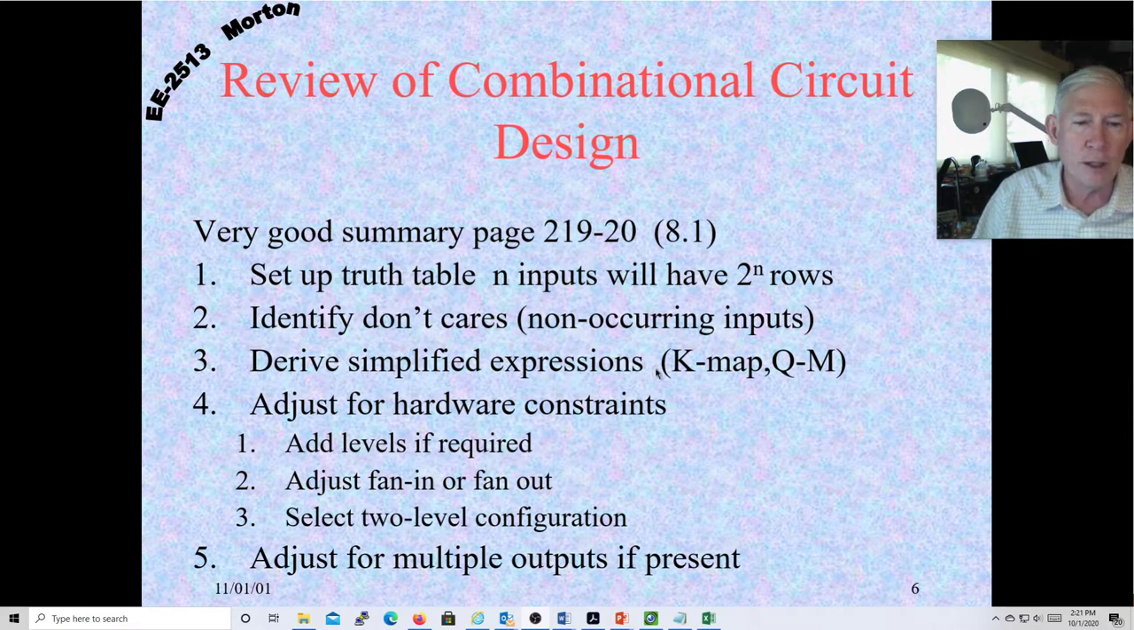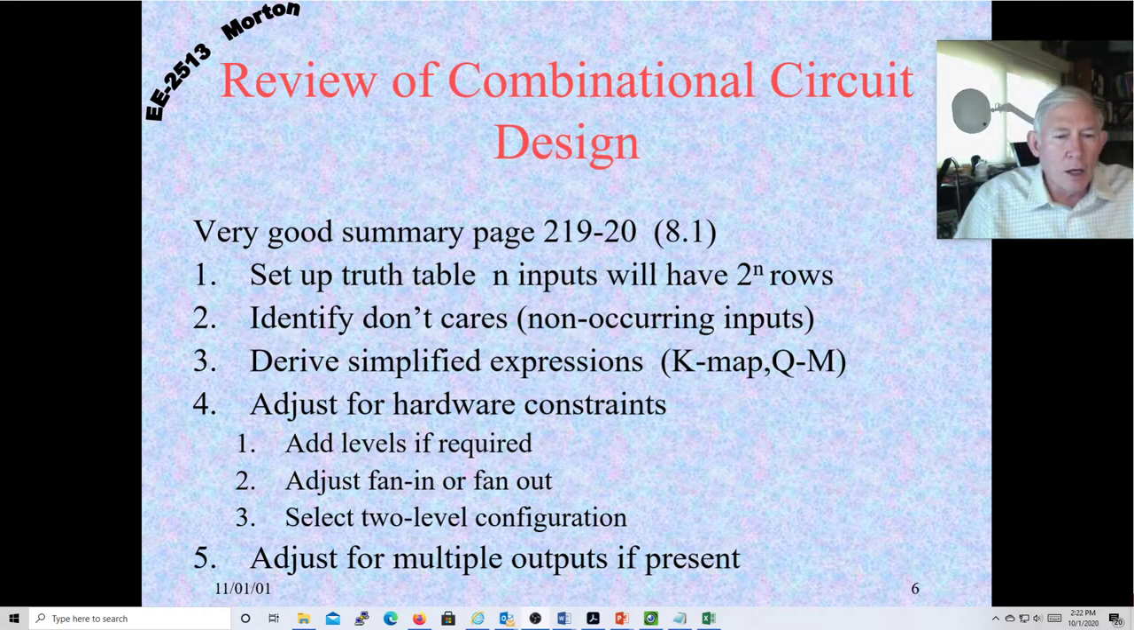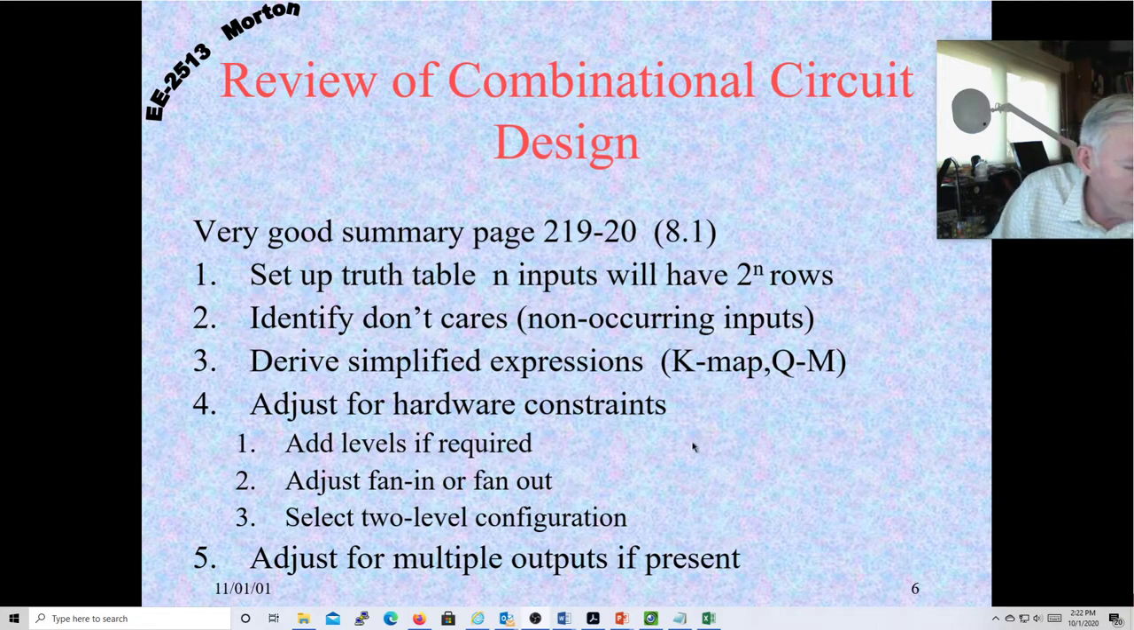Then you can generate the SOP or the minterm or the maxterm solution and simplify it. Now, we've looked at several different ways. If you don't have that many variables, then K-maps are a really good option. And then we can deal with any hardware constraints. Maybe your gates only have 3 inputs, maybe you might need a 4 input gate, so then you might have to deal with that.